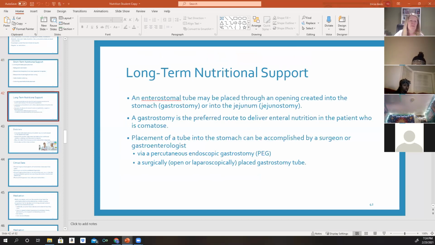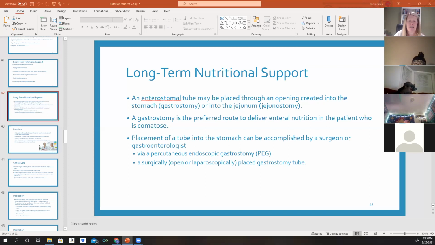When we talk about long-term nutritional support, if it's going to be more than 4 weeks, we're going to want to do enteral feeding. That's for long term. We're going to do an enterostomal tube, where they create an opening in the stomach or into the jejunum. If it goes into the stomach, it's a gastrostomy, which is a G tube, or if it's in the jejunum, it's a J tube. It's just a doctor preference where they put it.